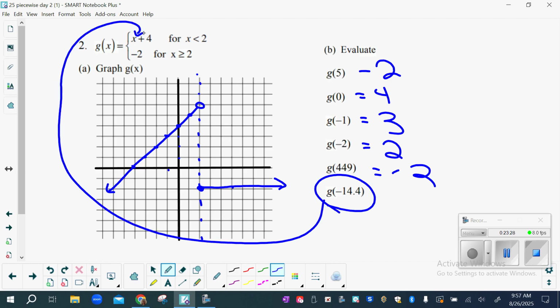And why am I putting it into that guy? Because it's this side, right? It's less than 2. So is it scary? -14.4 plus 4? No, it's super easy. It's -10.4. Okay, we've got 2 last ones to do, and then I'm shutting up.